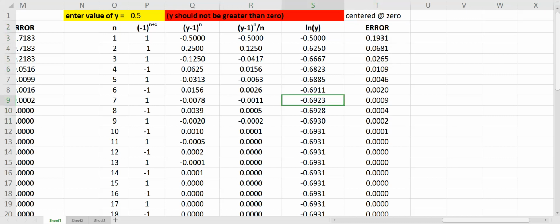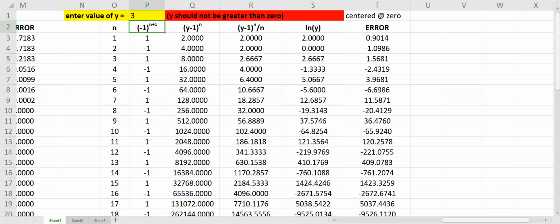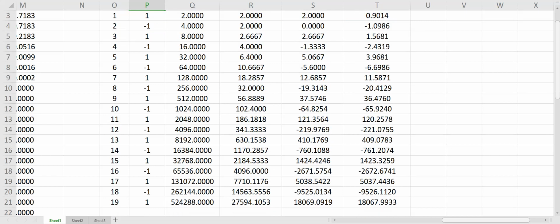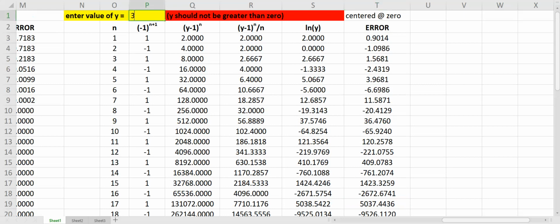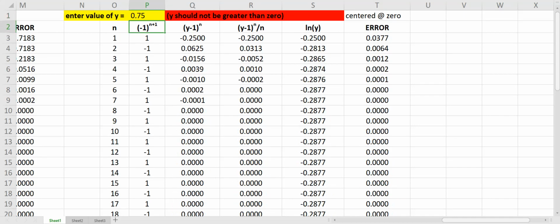For now, I'll just be giving the condition that y should not be greater than 0. Because if we try to change the value of y to something greater than 0, let's say y is equal to 3, then the error will also become huge, just like what happened in the previous item. So let's just focus on meeting the condition, which is y should not be greater than 0. So let's just try 0.75. Here are the corresponding values when y is 0.75.